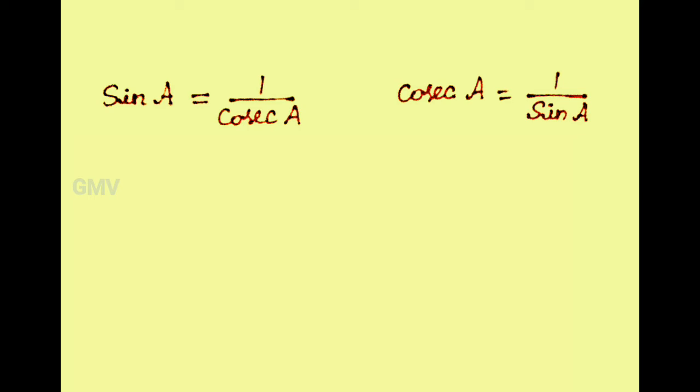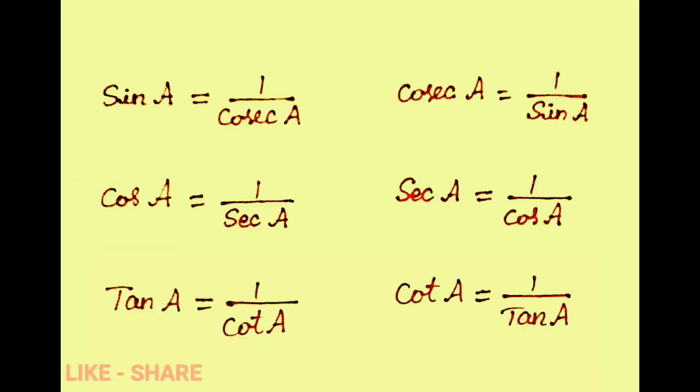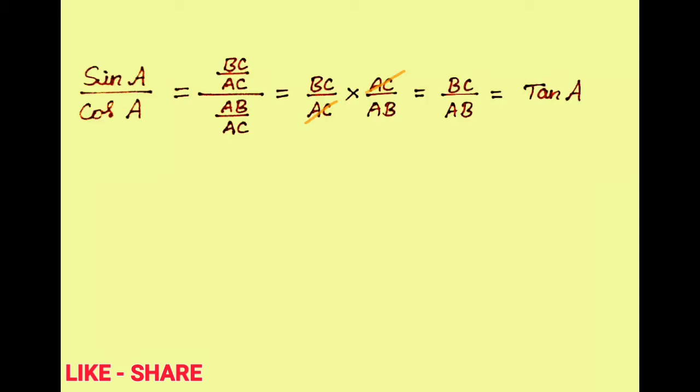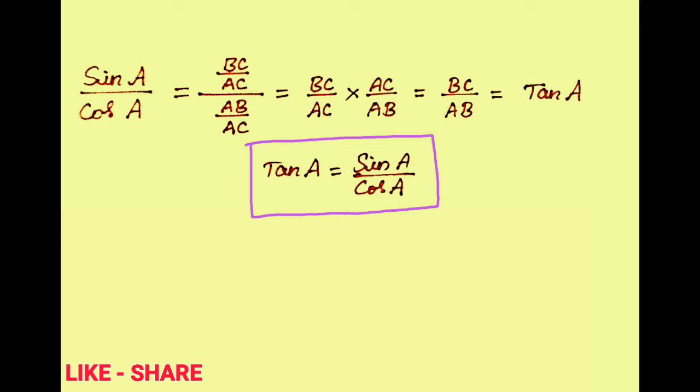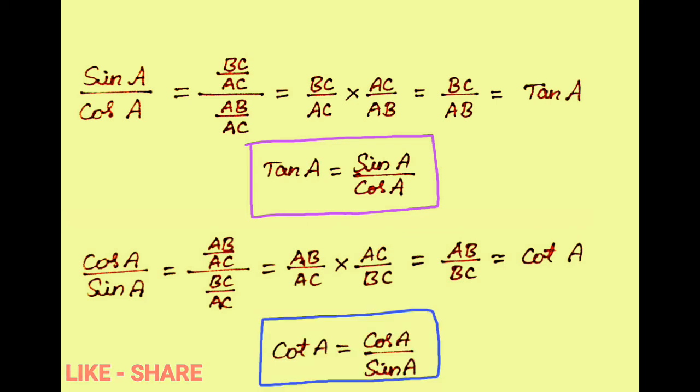Hence, we can write sin A is equal to 1 by cosec A or cosec A is equal to 1 by sin A. Cos A is equal to 1 by secant A or secant A is equal to 1 by cos A. Tan A is equal to 1 by cot A or cot A is equal to 1 by tan A. See here, if we take sin A by cos A, we get tan A. Hence tan A is equal to sin A by cos A. If we take cos A by sin A, then we get cot A. Hence cot A is equal to cos A by sin A.